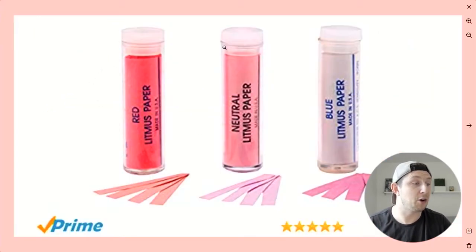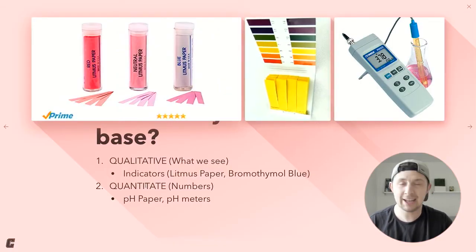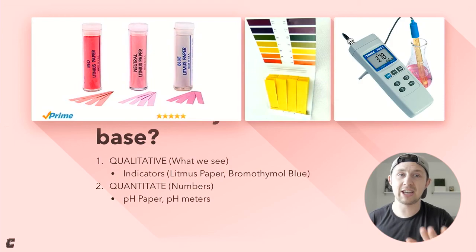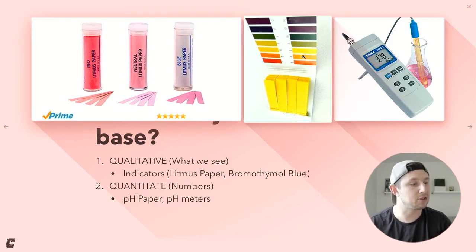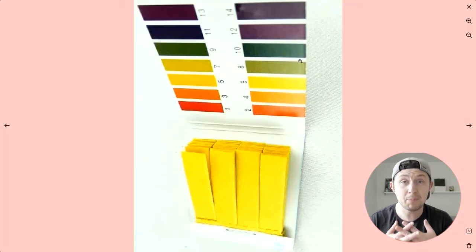So we've got various types of litmus paper. Red litmus paper turns blue with a base. Blue litmus paper turns red in the presence of an acid. But then we get into the quantitative ones, the ones that give us a number attached to it. There's two examples I want to show you here. The first one is pH paper.